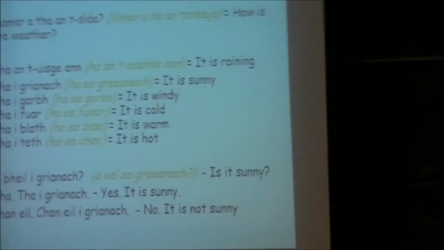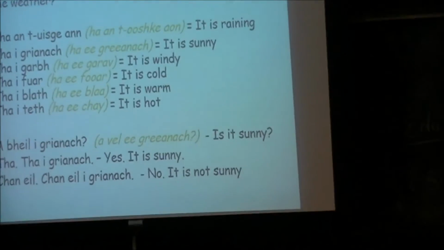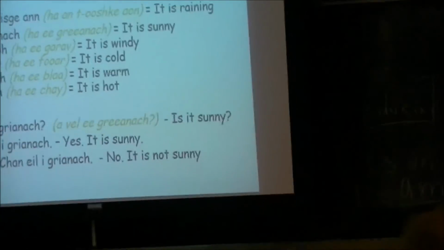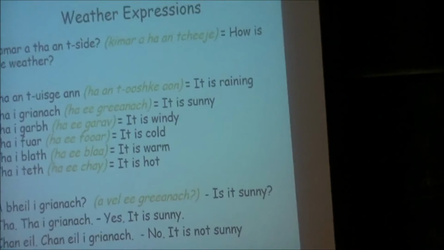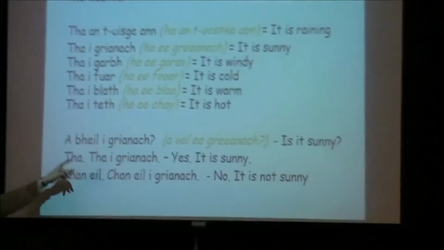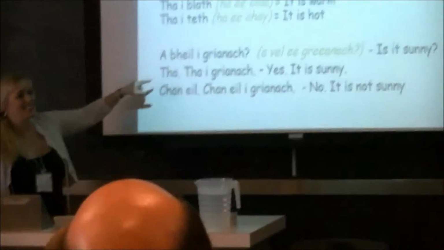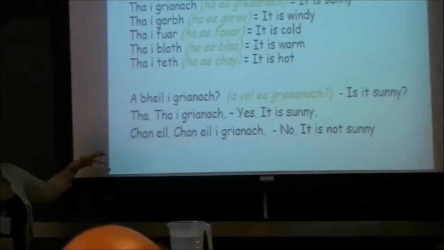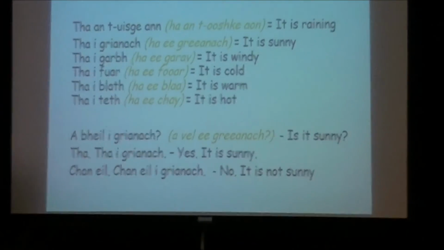So to say, is it sunny? A veil i grianach. And then to answer it, because there's no direct word for yes and no, you say ha, which is. So what you're saying is, it is sunny. That is the way you have to answer it. When we were doing our exams, they said if you just say ha i grianach, you're going to lose a mark. They want you to say yes first, which is ha, so you say it twice. Ha i grianach.